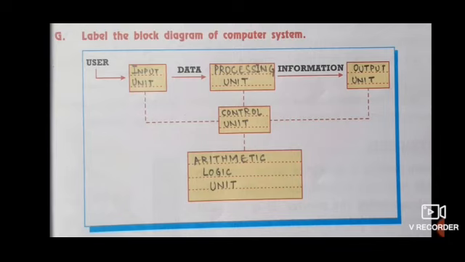Okay. So first, the diagram is given. You have to label it. So in the first box you will write input unit, then processing unit, then output unit. And under processing unit, control unit and arithmetic logic unit. Children, after labeling this diagram in your books, draw this diagram in your notebooks as well. Okay?